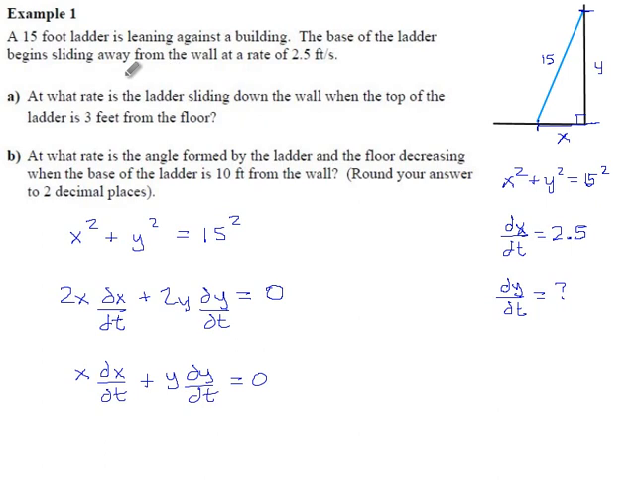Now, how much of this stuff do we actually know? They're saying, at what rate is the ladder sliding down the wall when the top of the ladder is 3 feet from the floor? So this means y is 3. We want to find dy/dt, so that's unknown for the moment. dx/dt is 2.5. And x is, uh-oh, they didn't give us x. But we can find it because our trusty formula here is all set up. We know y. We should be able to solve for x in this thing.